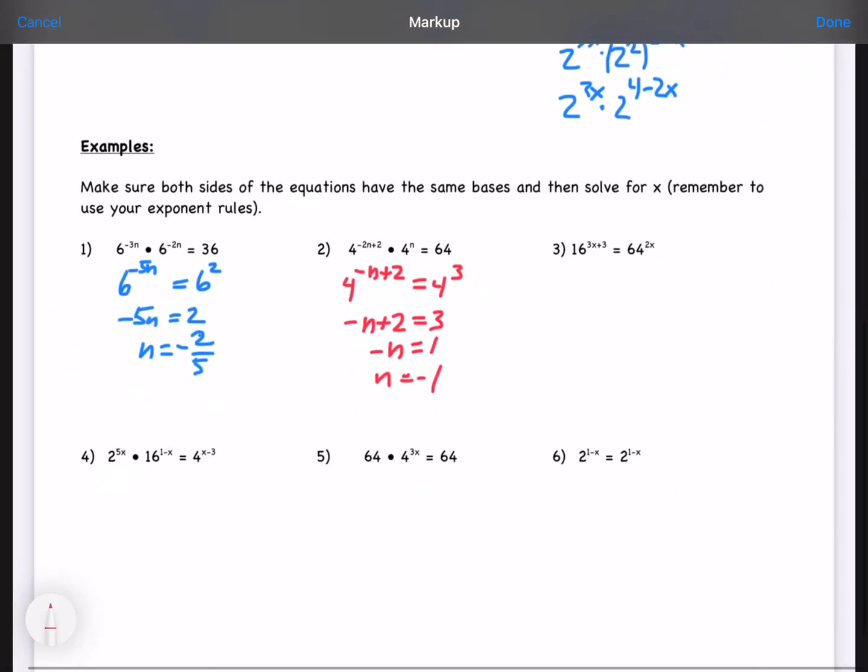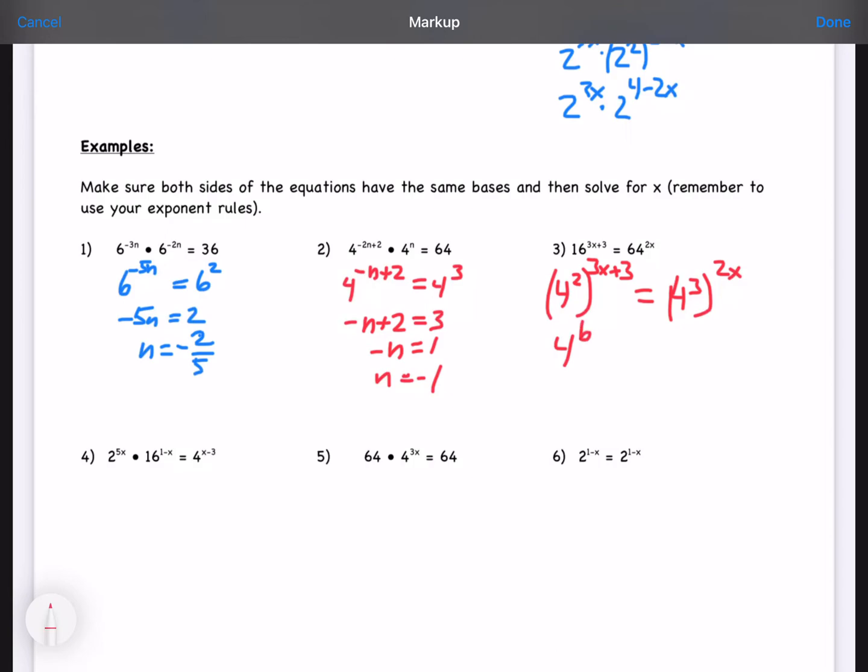All right, number 3. We have to reduce both bases. So we need to go to a smaller number. So I'm going to use 4. 4 squared is 16, and it's raised to 3x plus 3. 64 is 4 to the third raised to the 2x. So this becomes 4 to the 6x plus 6, because when we go power to a power, we multiply. And this one becomes 4 to the 6x.